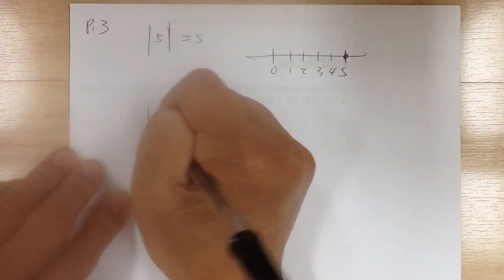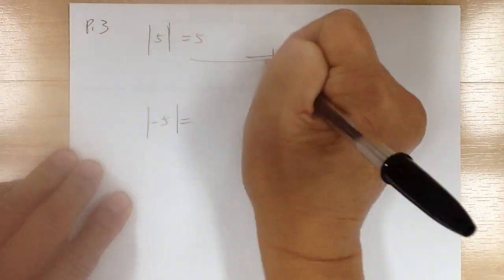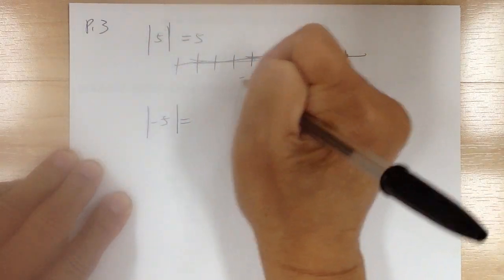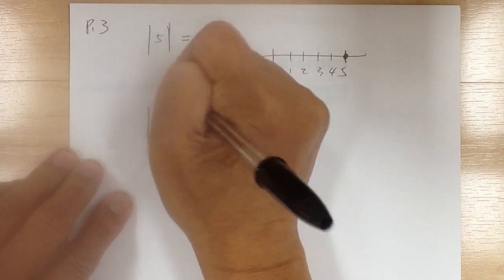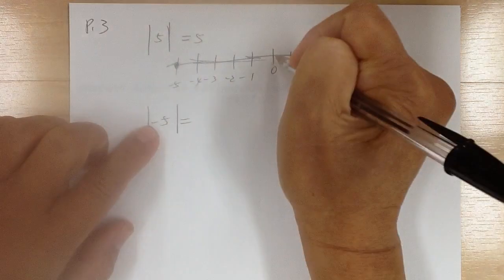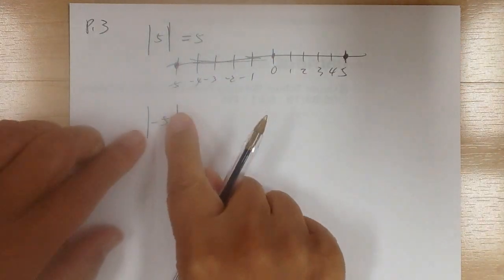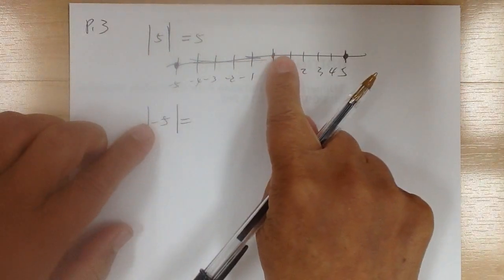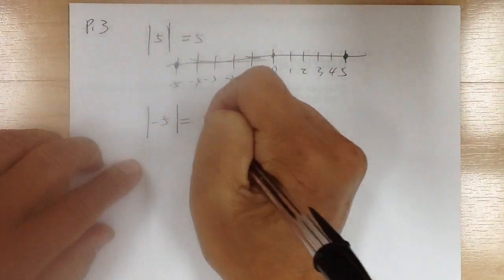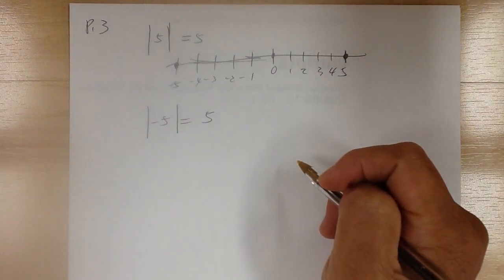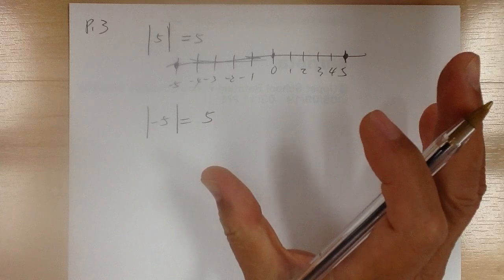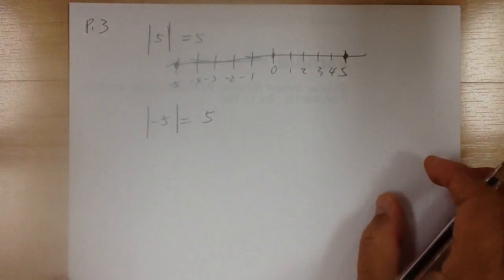And if you're looking for the absolute value of negative 5, it means the distance between negative 5 and 0. So what's the distance from negative 5 to 0? Again, absolute value is a distance, so it has to be positive, so the answer will be 5. Absolute value means distance, which means it's always positive.